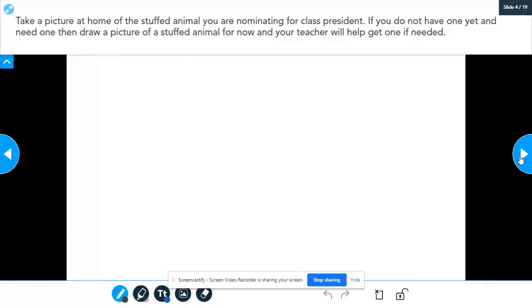So this is where you would take a picture of the stuffed animal that you're nominating for president. Again, if you don't have one, let us know. In the meantime, just draw a picture of it and give it a name. That's really important.